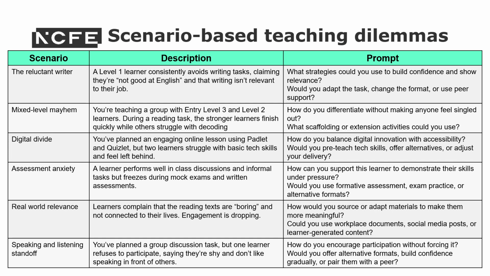Next, you have a description of the scenario. So for example, the first one, a level 1 learner consistently avoids writing tasks, claiming that they're no good at English and that writing isn't relevant to their job. And then the final column is some prompts.